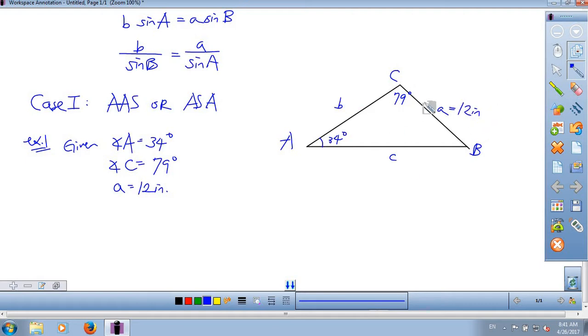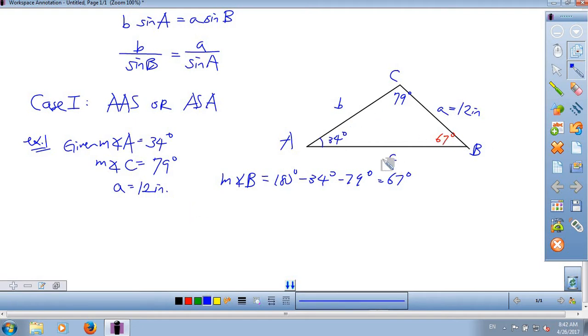Let's see how we can solve the other parts. The first thing is I can solve for angle B by using the fact that the sum of interior angles of a triangle equals 180 degrees. So measurement of angle B will equal 180 minus 34 minus 79. That will simply become 67 degrees. So that's angle B. I put it in red, so that indicates that's the information we solved.